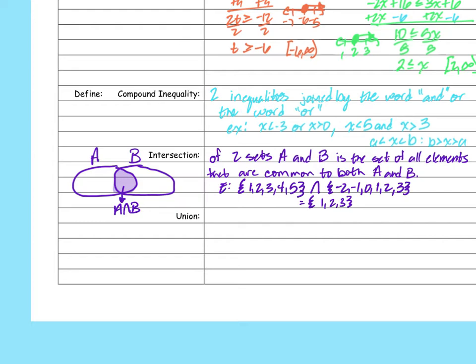Okay. And then our last vocabulary word is the word union. The union of two sets A and B, we're starting out the same way, is the collection of elements belonging to A and or B. Sorry, I'm laughing at my writing. It's so bad.